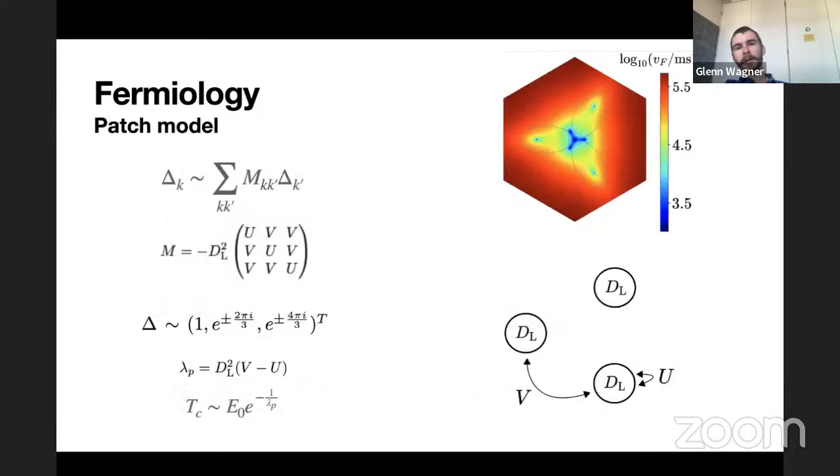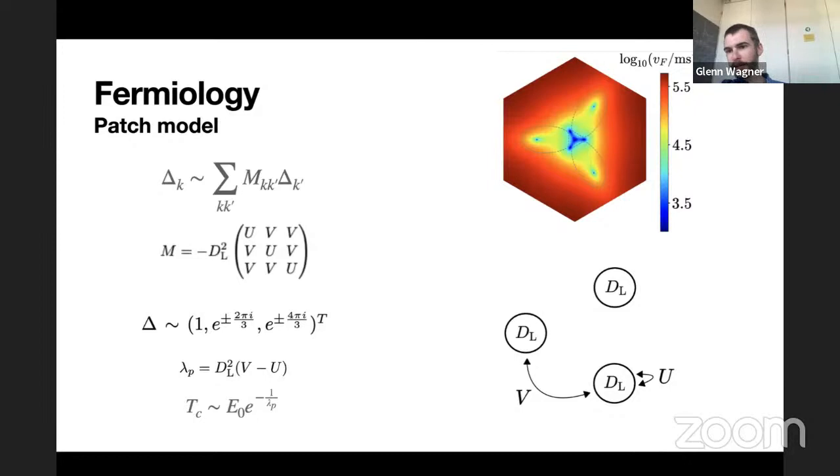Good. So now let me try and come up with a very simple model called the patch model for how you get the superconductivity. So in this figure, I'm showing the Fermi surface again, and you see it's got these 3 different pockets. So I'll call these the 3 patches and build a model schematically shown in this schematic below of 3 patches, 3 lobes.